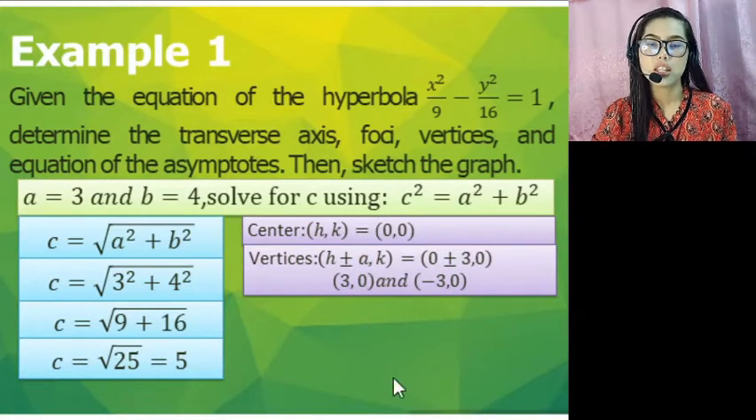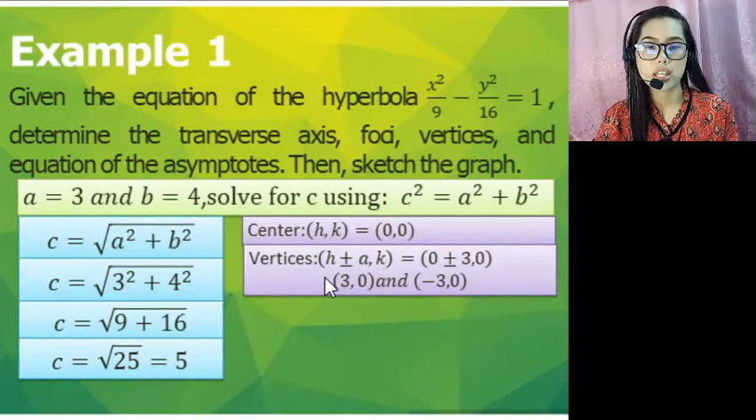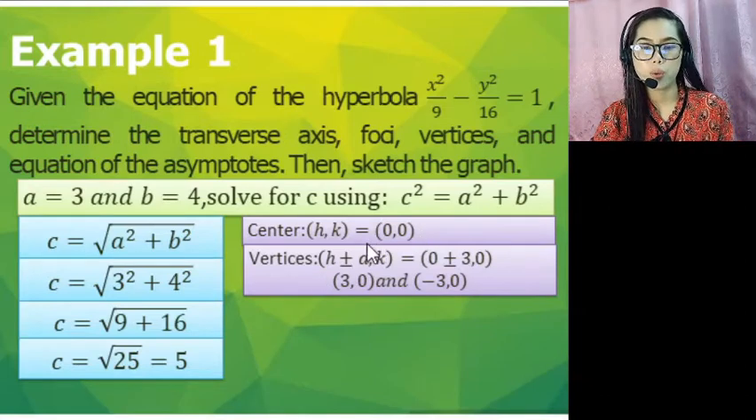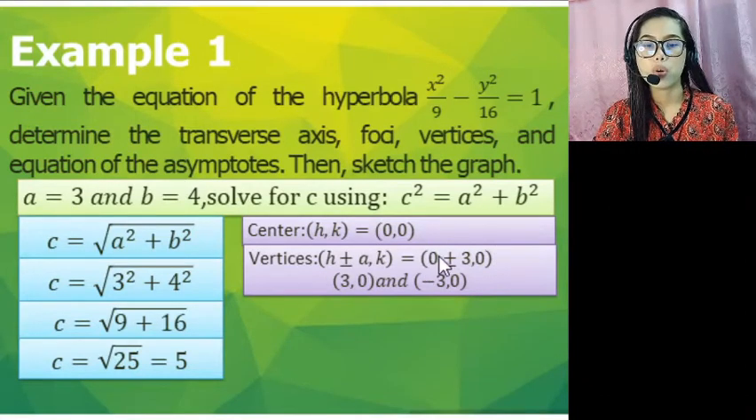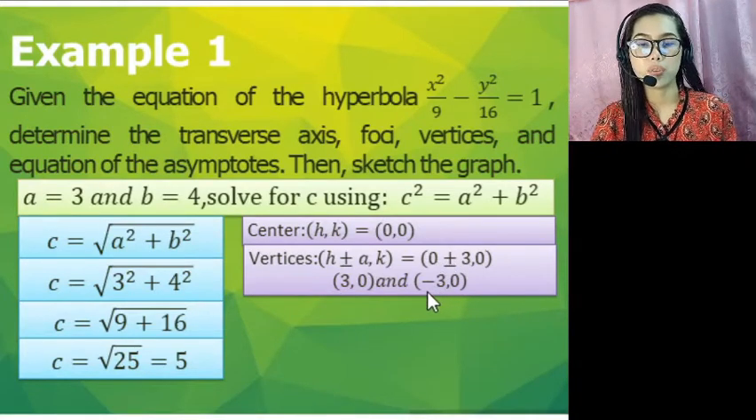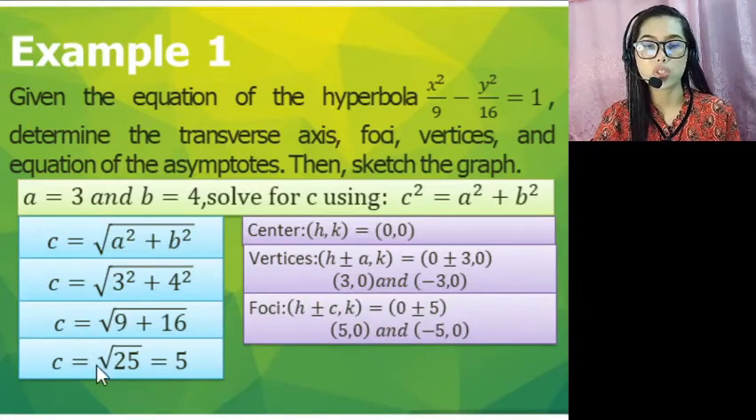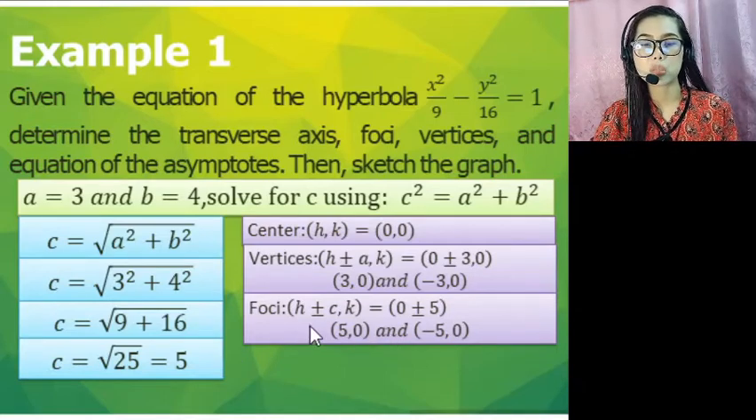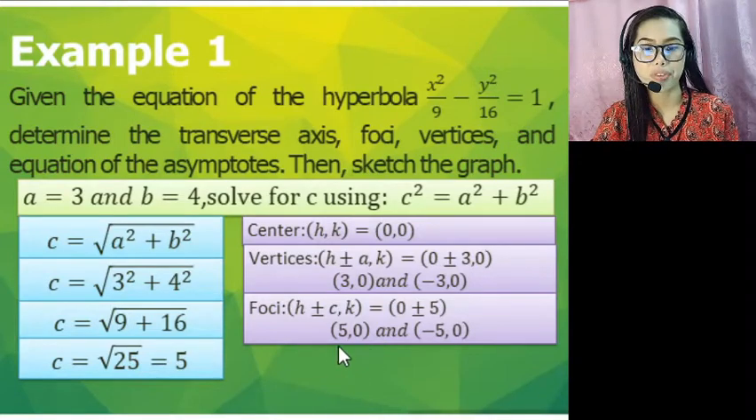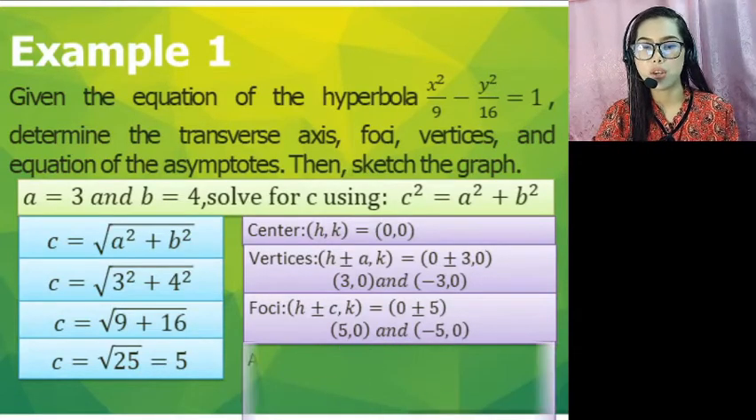Our vertices: since the transverse axis of our hyperbola is horizontal, for our vertices we will be dealing with (h plus or minus a, k). Our h is 0, our a is 3. So 0 plus 3 is 3, so we have (3, 0). 0 minus 3 is negative 3, so we have (negative 3, 0). For our foci, we will be using our c. So we have (h plus or minus c, k), so 0 plus or minus 5. So our foci are (5, 0) and (negative 5, 0).